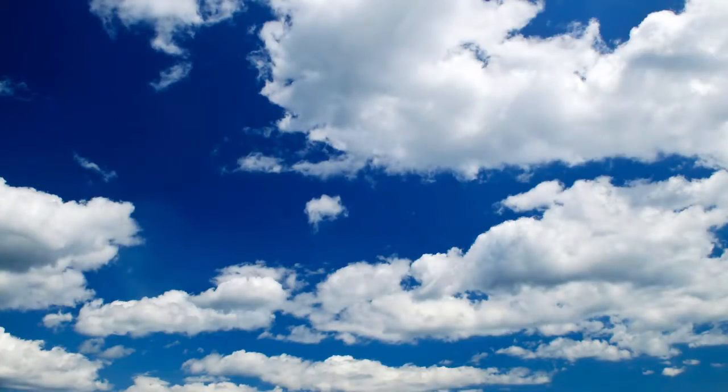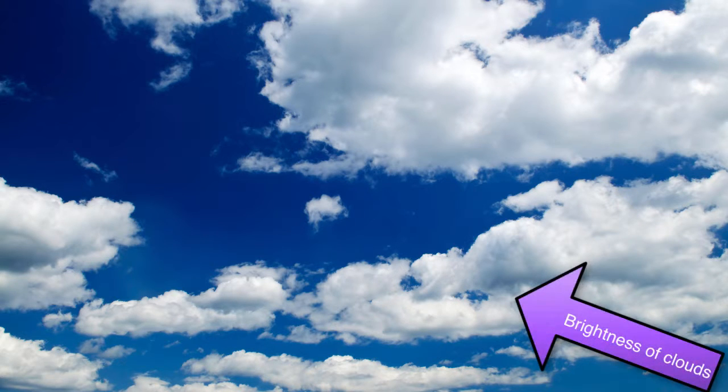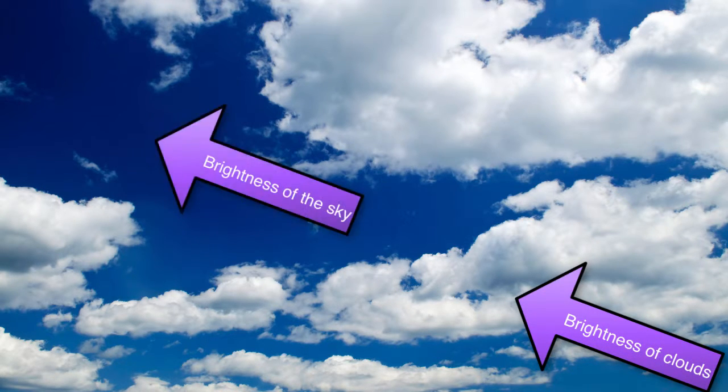The job gets a little harder if you add a few clouds into the image. The meter now needs to evaluate the brightness of the clouds versus the brightness of the sky and try to determine the optimal exposure. As a result, the camera meter might brighten up the sky a little bit in order to properly expose the white clouds. Otherwise, the clouds would look too white or overexposed.